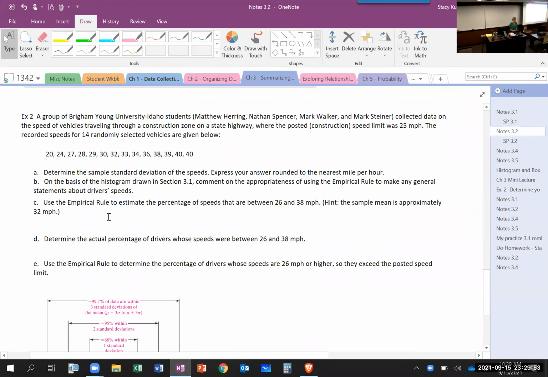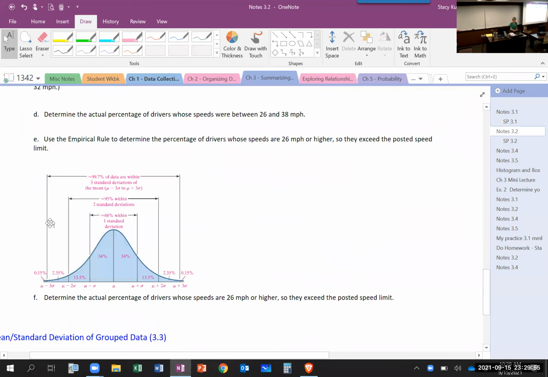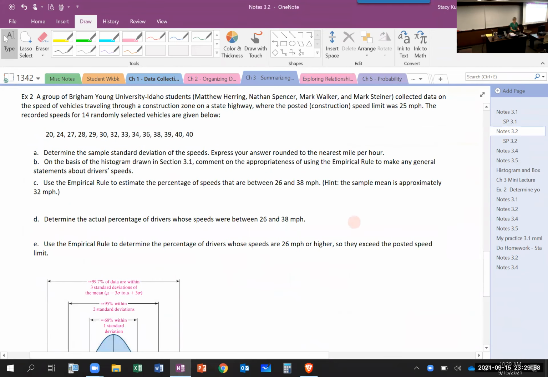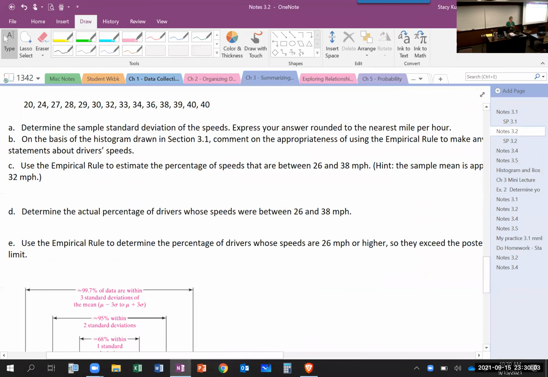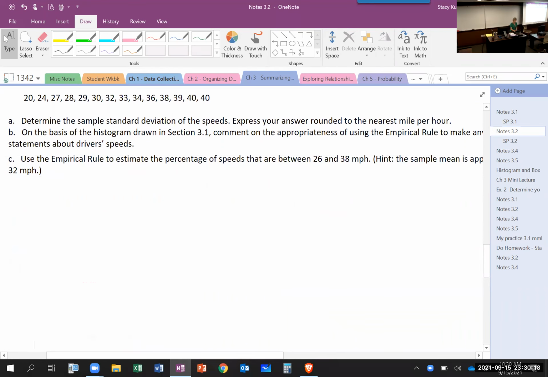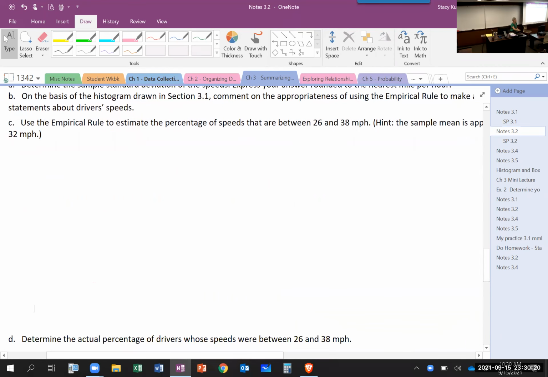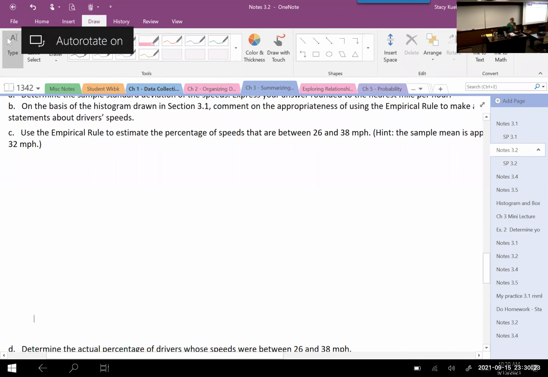So in this question, I want to estimate the percentage of speeds that are between 26 and 38 miles per hour. All right, I want to estimate what I think that would be. And the way that I approach this is, again, I'm using the empirical rule. What I first need to do is make a number line that represents the bottom of that empirical rule that we were looking at.